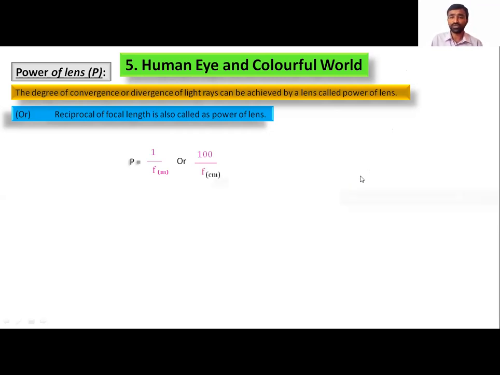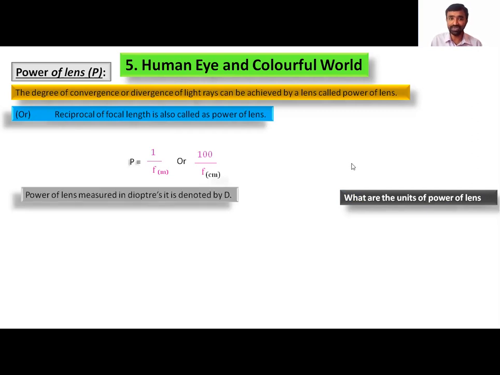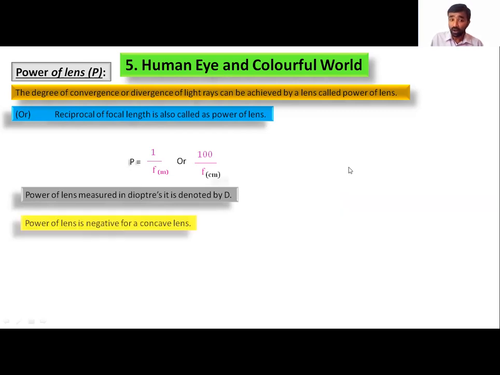Then we have one more question here. What are the units of power of a lens? Actually, the units are per meter or per centimeter, but here we won't use that. It is specially given as diopters. Power of a lens is measured in diopters and denoted by the capital letter D. Then here, power of a lens is negative for a concave lens.